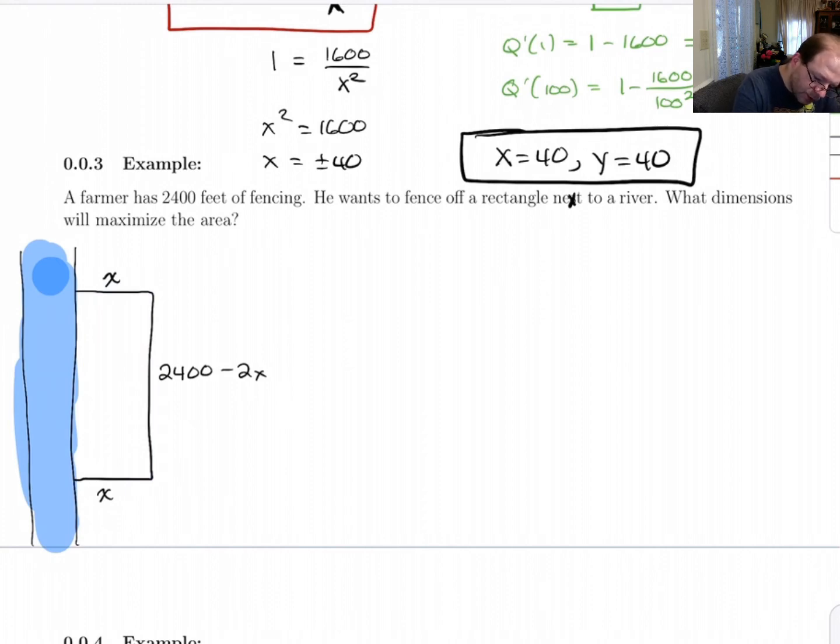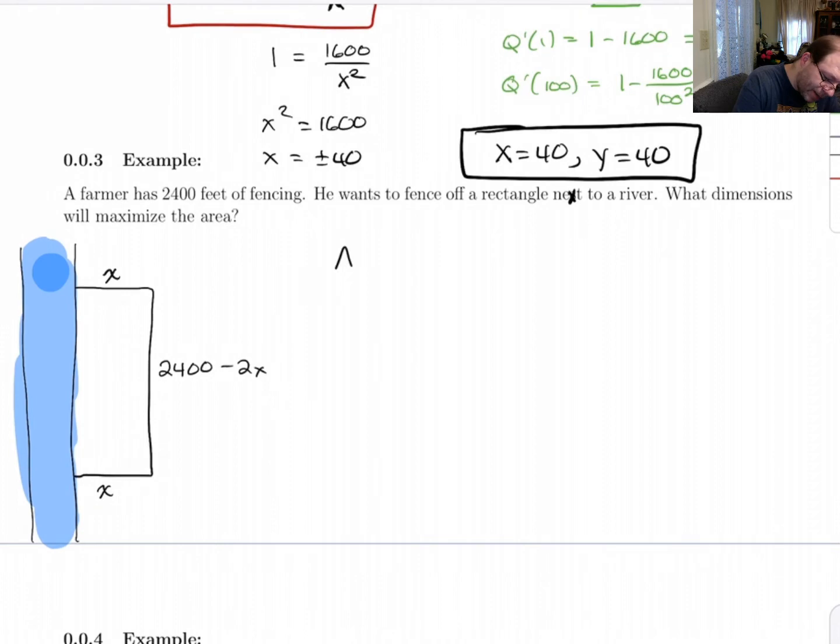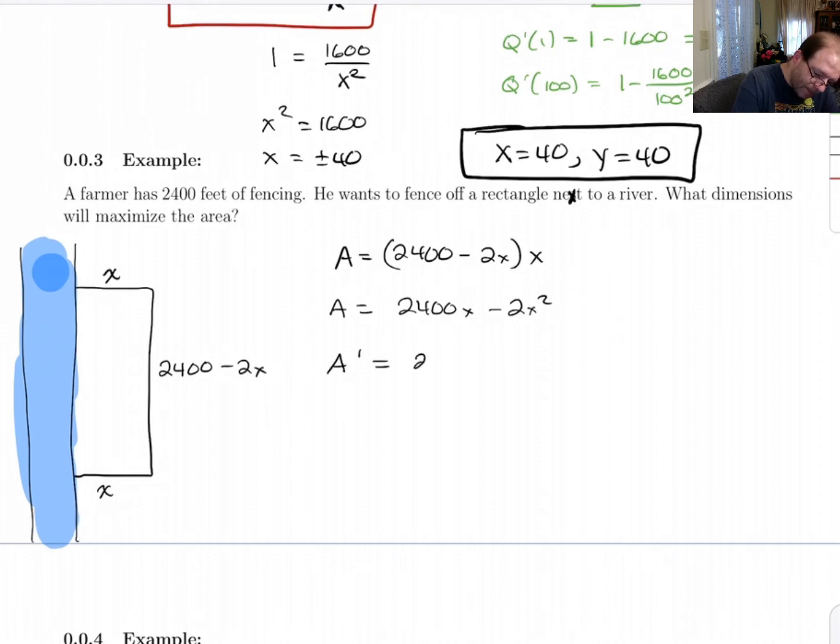So let's see, we're trying to maximize area. So area is going to be 2,400 minus 2x times x. And if you multiply that out, you get 2,400x minus 2x squared. And we can take the derivative of that. So 2,400 minus 4x equals 0. So what do we get there? 2,400 equals 4x. So that gives me x is 600.